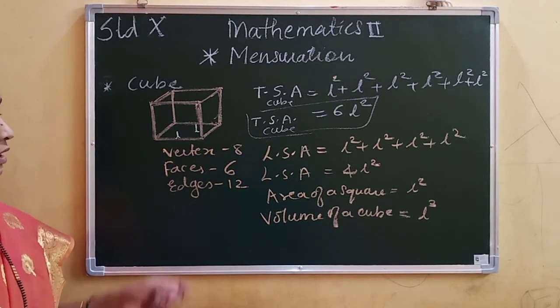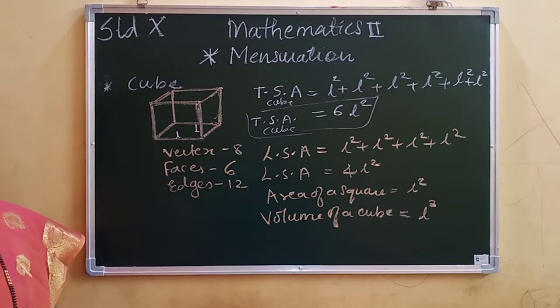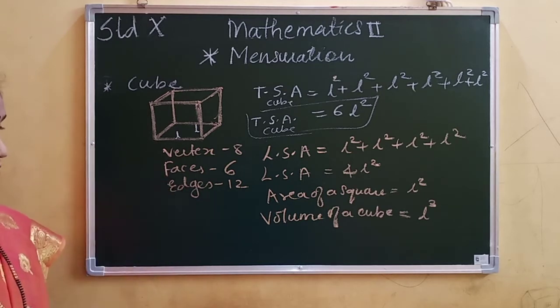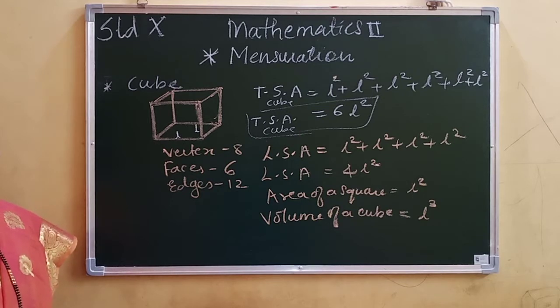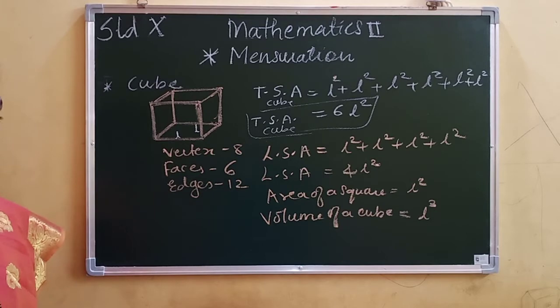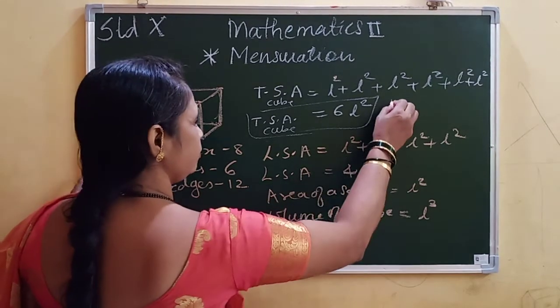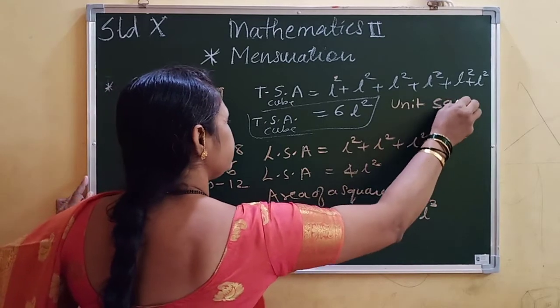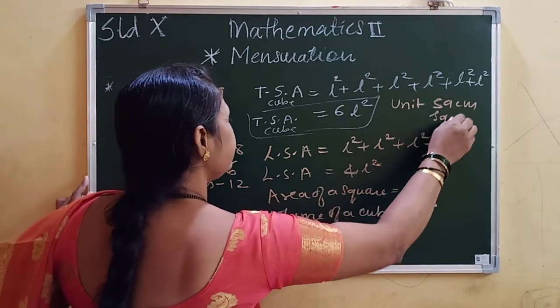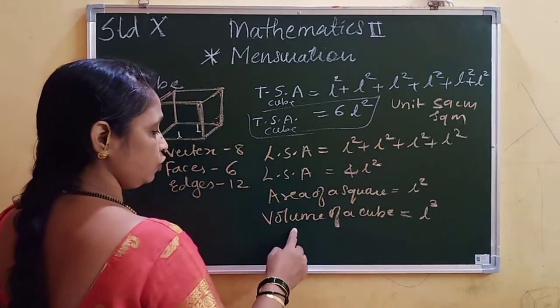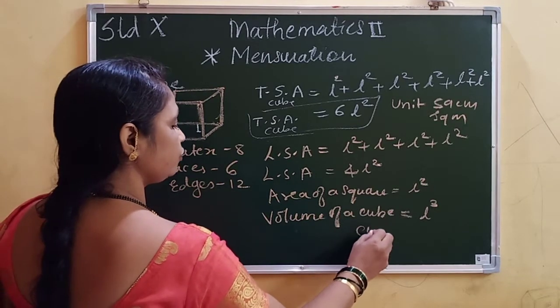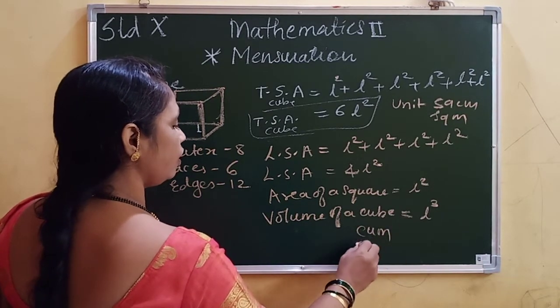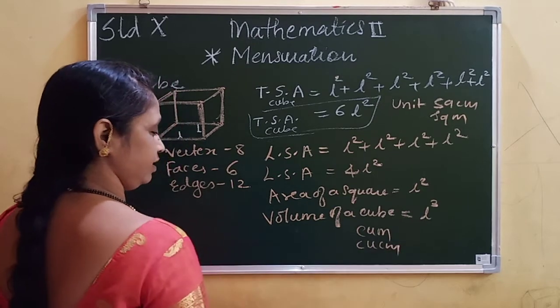Now see the units. For total surface area, the unit is either square centimeter or square meter. And the unit of volume of a cube is cubic meter or cubic centimeter.